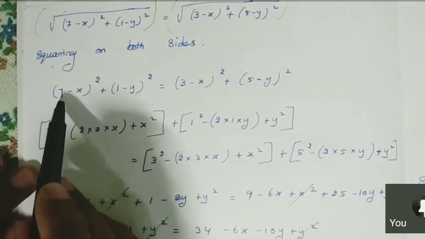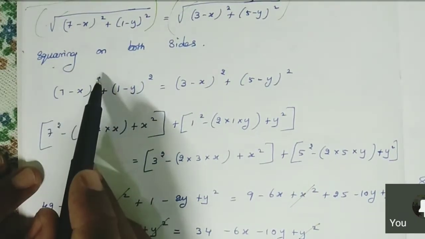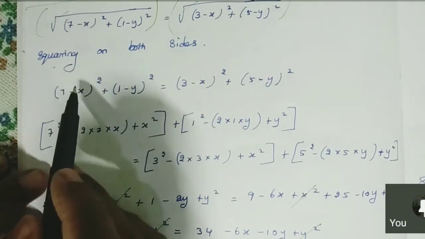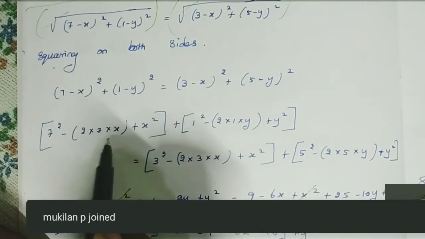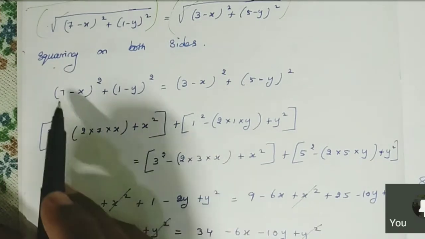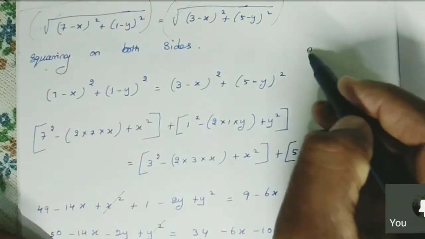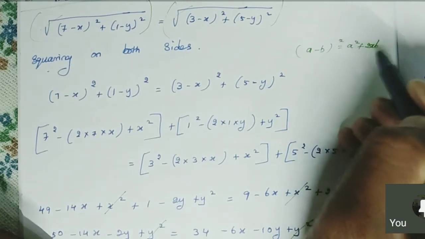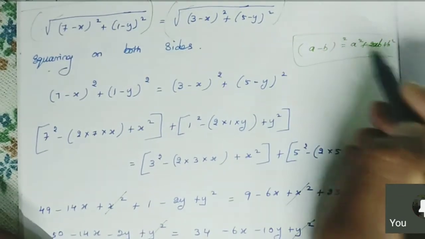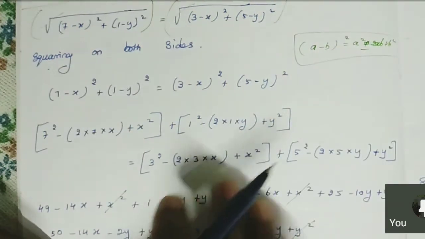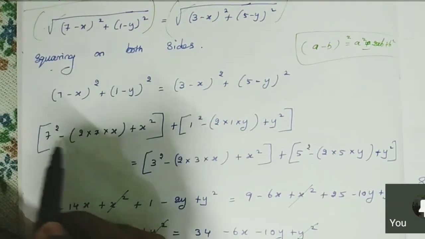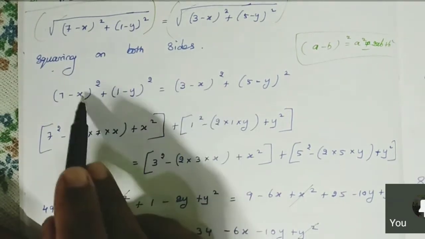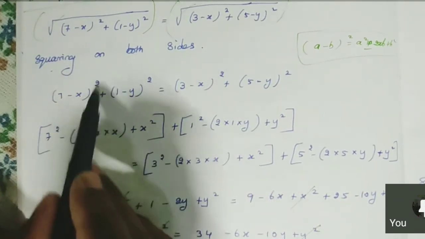Next, it is in the form of a minus b the whole square, so you can expand by the identity. Do you all know the identity? A minus b the whole squared is equal to a squared minus 2ab plus b squared. Sorry, minus 2ab. So the same way, 7 squared minus 2 into 7 into x plus x squared. So the first one we completed.